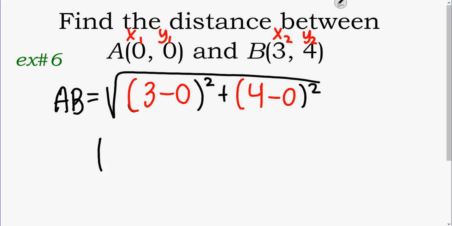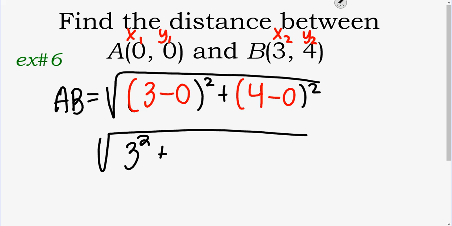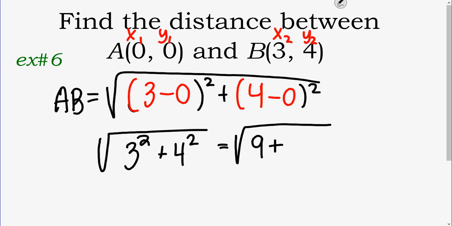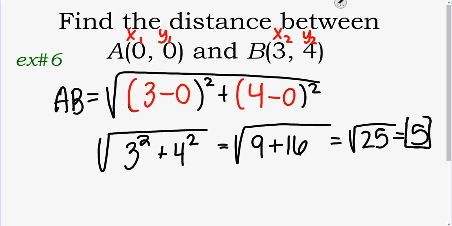So first, let's do what's inside the parentheses. 3 minus 0 is 3, so we have 3 squared, plus 4 minus 0 is 4, so 4 squared. Okay, now we're going to square each of them, so 3 times 3 is 9, plus 4 times 4 is 16. Let's add 9 plus 16 together to get 25, and the square root of 25 is 5. So the length of AB, or the distance, is 5. Okay, distance and length mean the same thing.